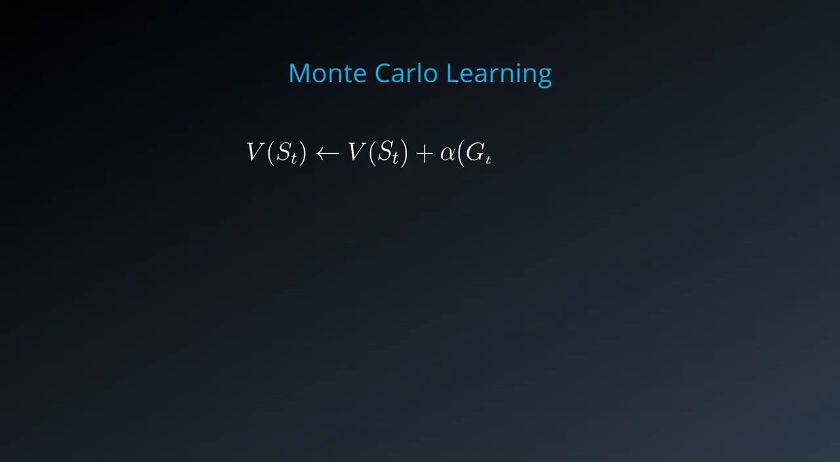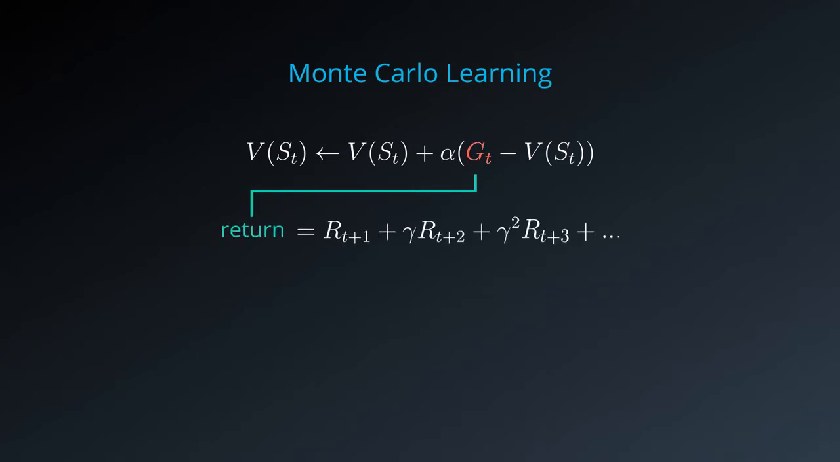Our first strategy is to use Monte Carlo Learning. Recall the incremental step that is used in classical Monte Carlo Learning to update value functions. Here G_t is the return, that is the cumulative discounted reward received following time t. That's a suitable target to attain, isn't it?